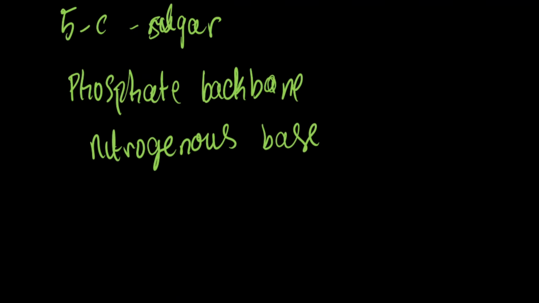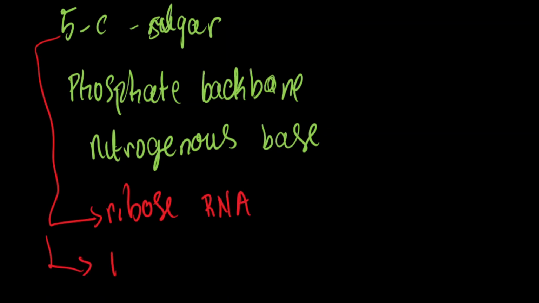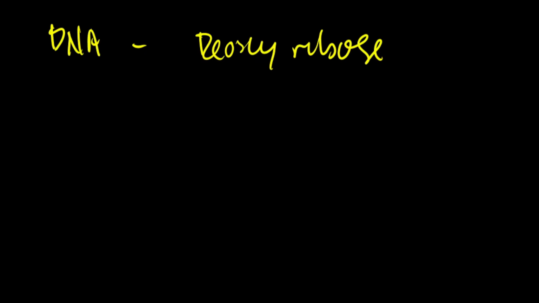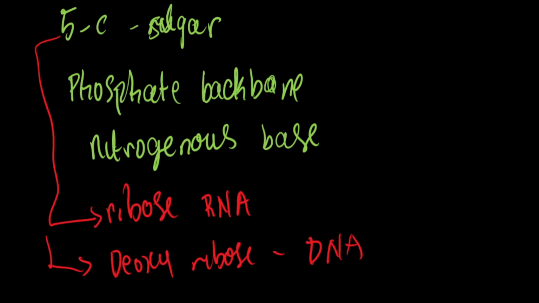Now, the 5-carbon sugar could be ribose. So when it's ribose, we have RNA, or it could be deoxyribose. Now, when it's deoxyribose, we have DNA. So one major difference between DNA and RNA would be that while DNA contains the 5-carbon sugar deoxyribose, RNA contains the 5-carbon sugar ribose.